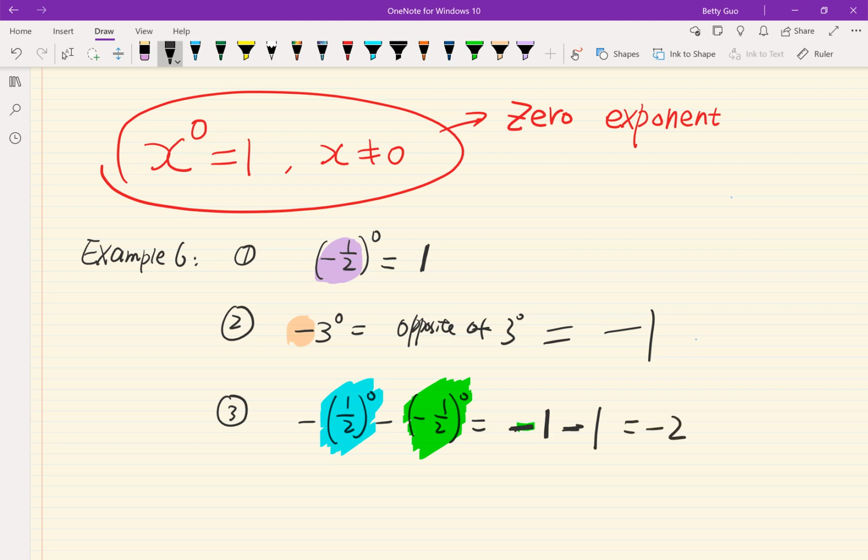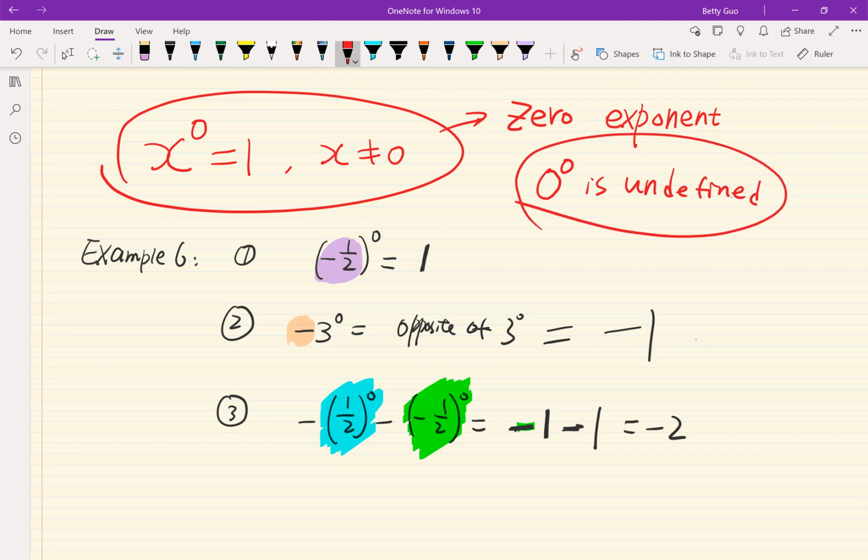Negative 2. Exactly. Okay, you might wonder, what happens if the base of the power is 0 here? 0 to the power of 0 is undefined. Okay, 0 to the power of 0 is undefined.